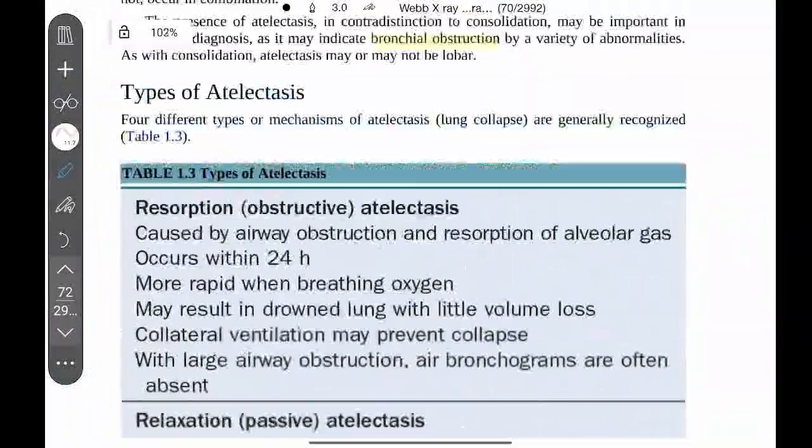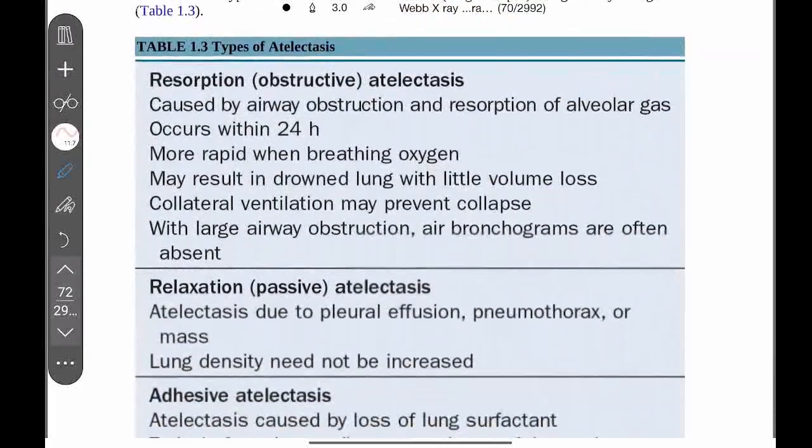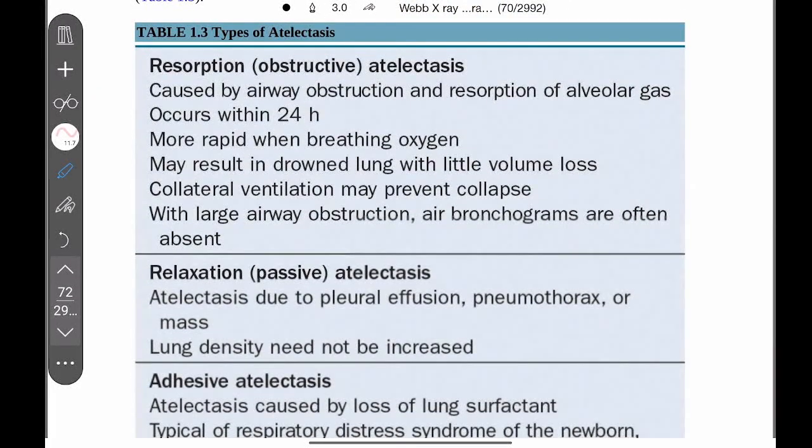Now we are seeing the types of atelectasis. There are 4 different types of atelectasis, that is lung collapse, which are generally recognized. This is an important table where we discuss the types of atelectasis. First one is resorption or obstructive atelectasis, which means it is caused by airway obstruction. That is when the airway is obstructed.